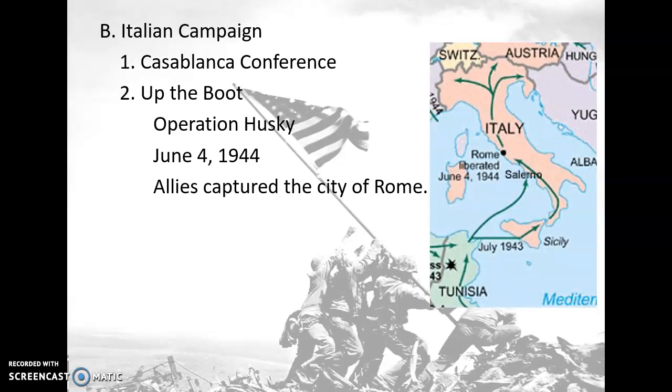By this time, the Italians, having begun to oppose the war, abandoned Mussolini and openly supported the Allies.